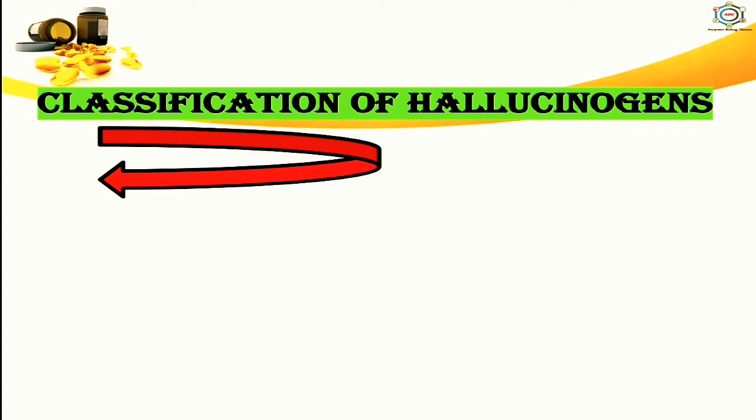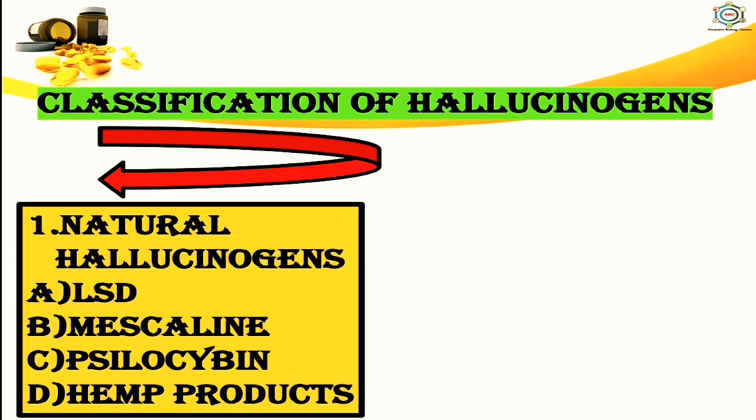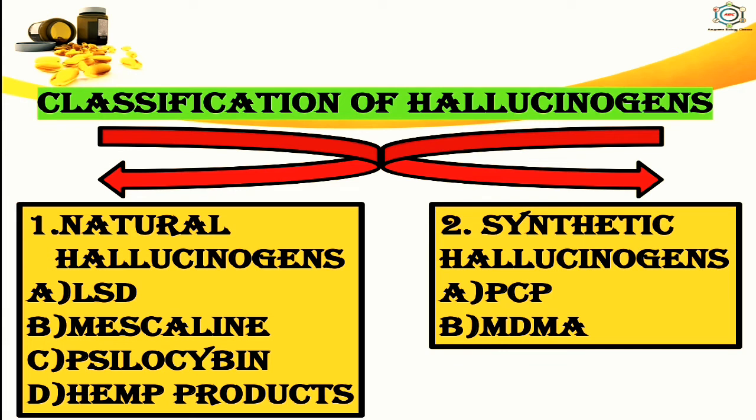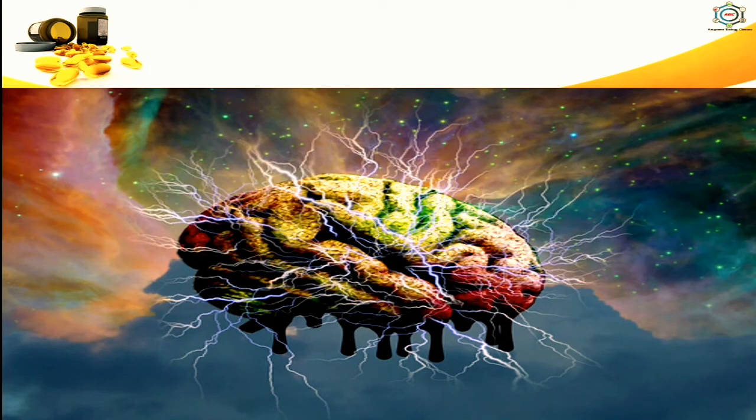Now, according to classification, hallucinogens are divided into two classes, in which the first one is natural hallucinogens, and the examples are LSD, mescaline, psilocybin, hemp products. And the second is synthetic hallucinogens, and the examples are PCP and MDMA. Now, we will see each and every part in detail. So here, the first psychedelic drug is LSD.